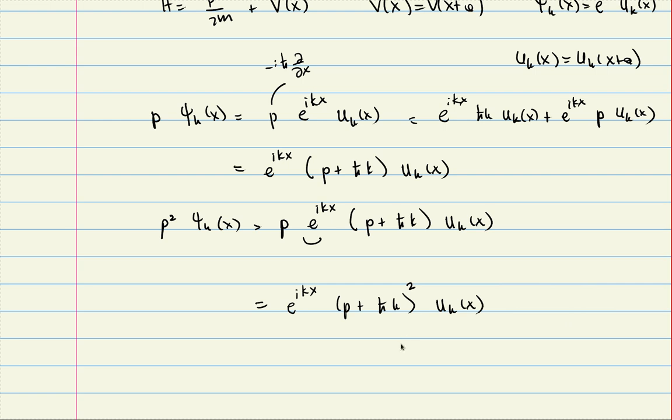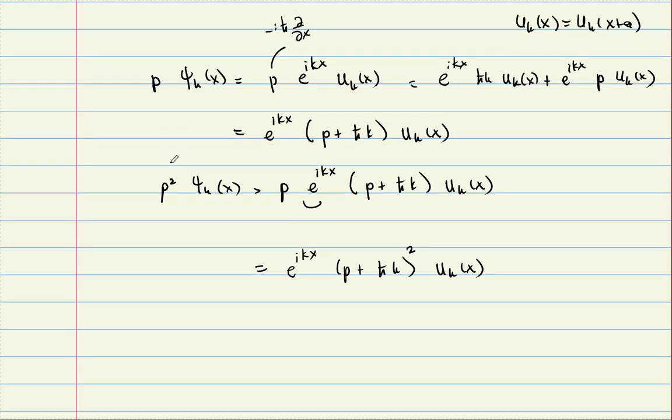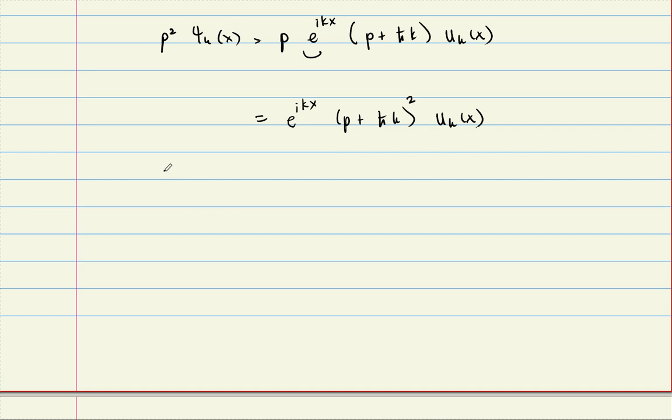Good. Now we can write the Schrödinger equation. The Schrödinger equation is going to be H psi equals E psi. One factor is this: p squared over 2m plus V of x, acting on e to the i k x.